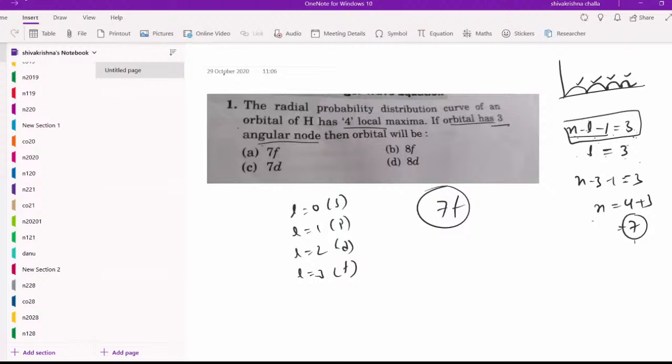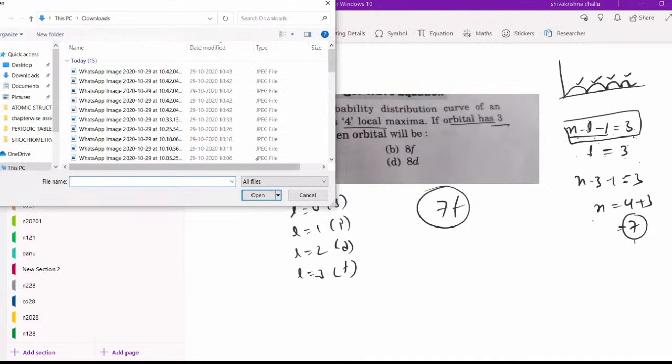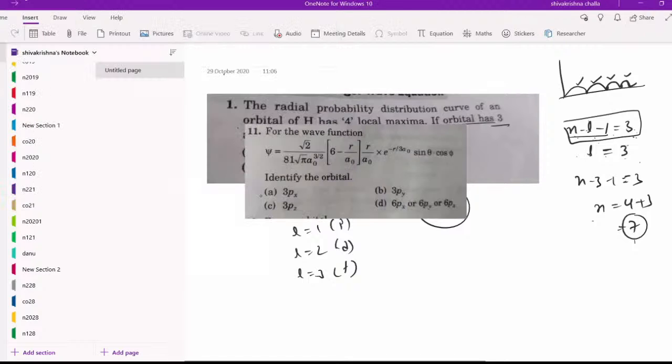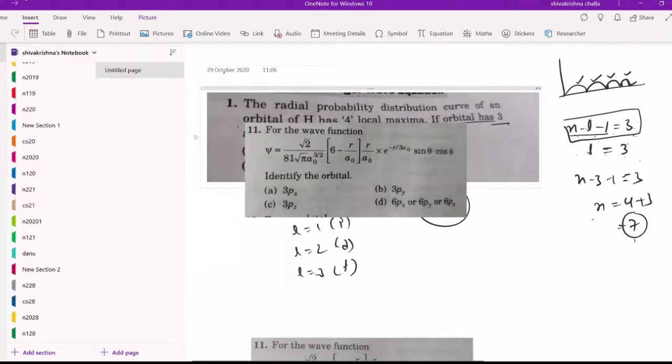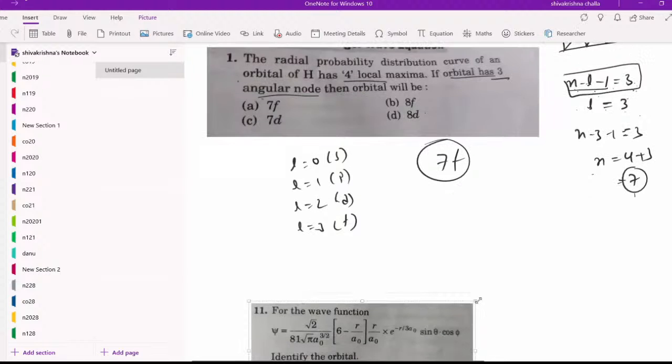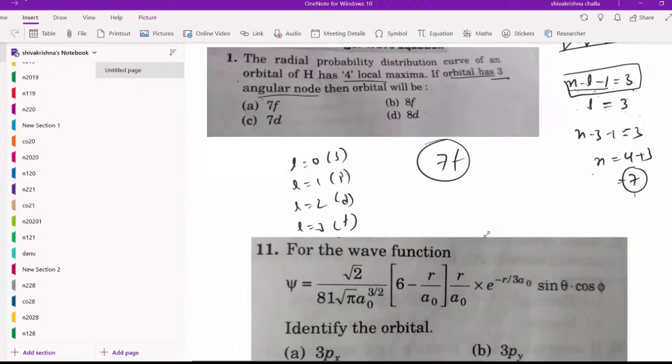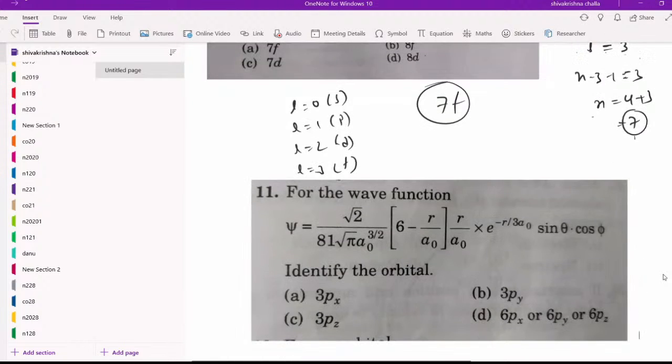Now I'll go for one more question. Now see this question, students.